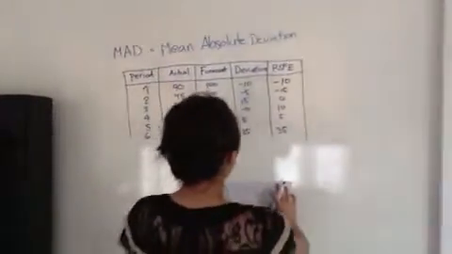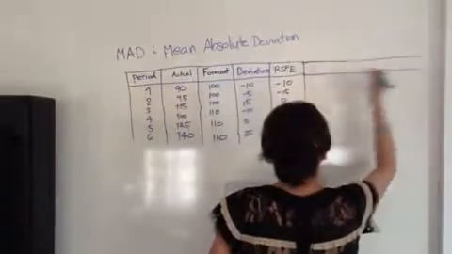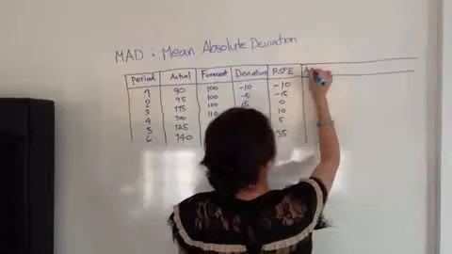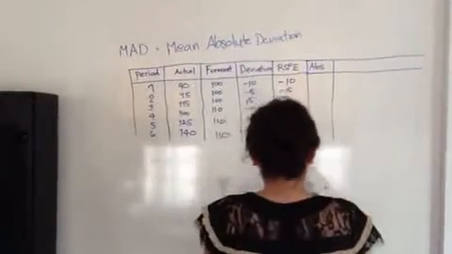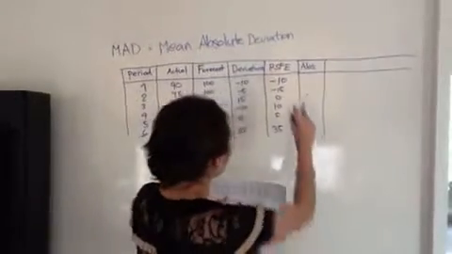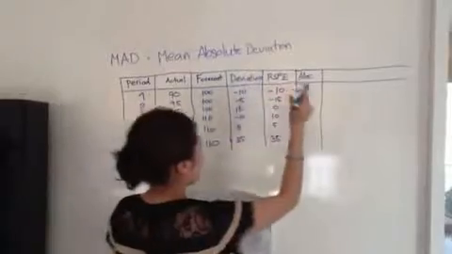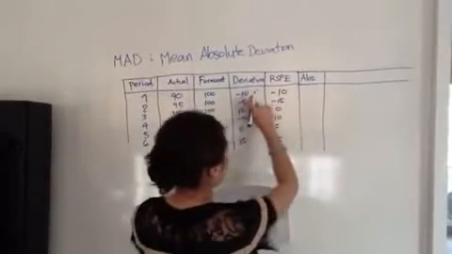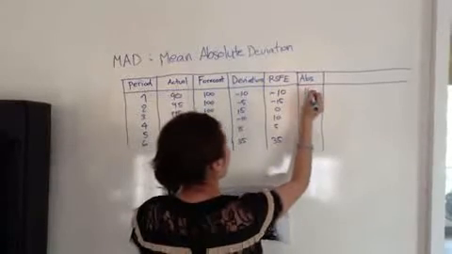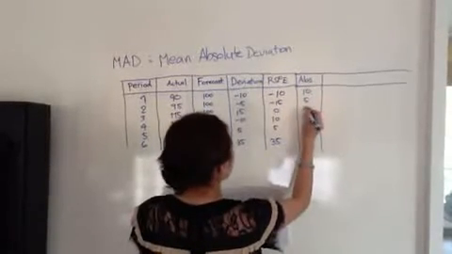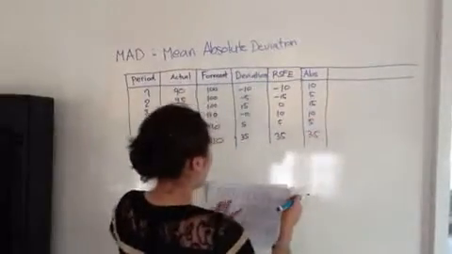So the next column will be the absolute. I will use the initial name ABS over here. The absolute is calculated from the deviation column, so it has to be all positive numbers. Let's say here the deviation number is negative 10. So for the absolute it will be 10, 5, 15, 10, 5, and 35 for the 6th period.